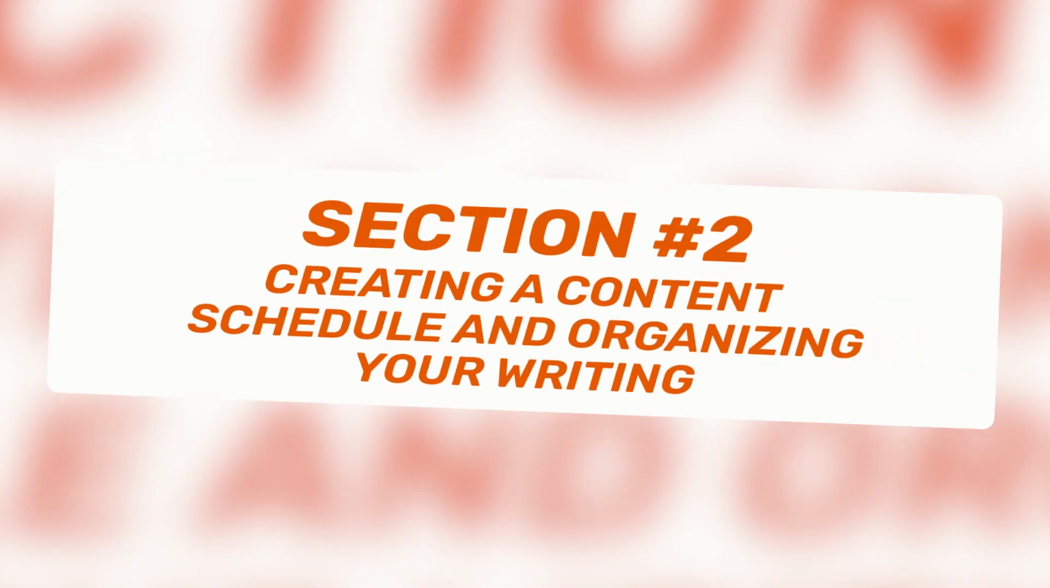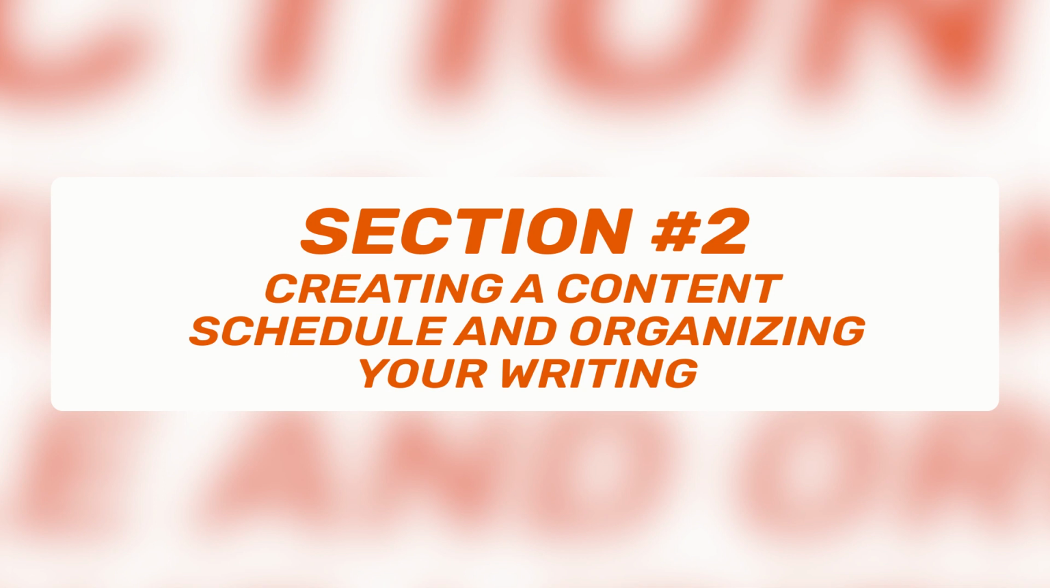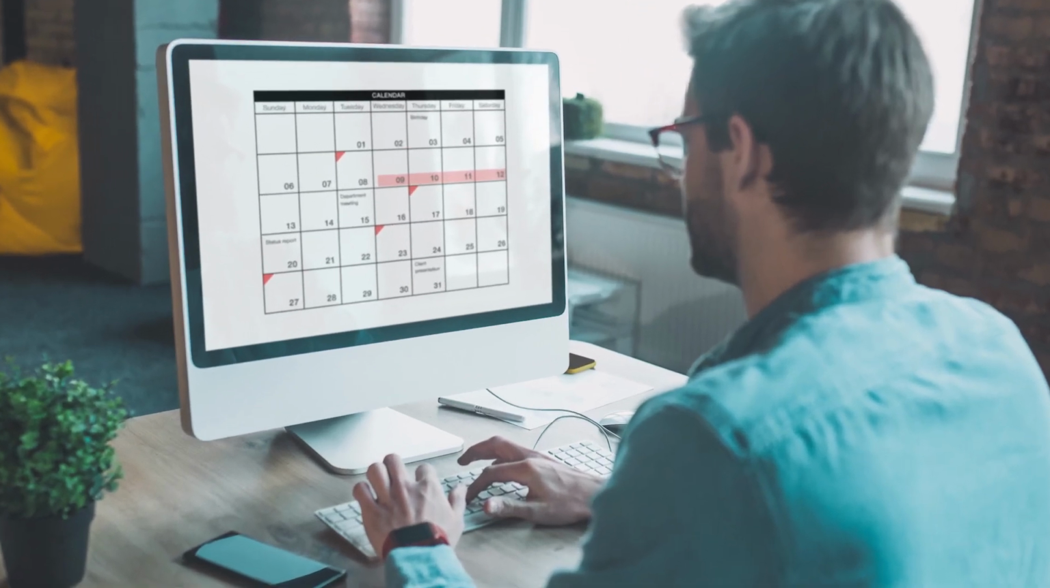Section number 2, creating a content schedule and organizing your writing. So once you've identified some good content ideas, you then want to organize your approach. And this basically means that you need to create a content calendar so you can systematically work through your content list. Now, if you want to do a good job here, you don't really have to overcomplicate things.